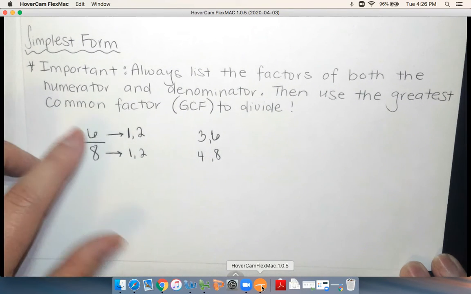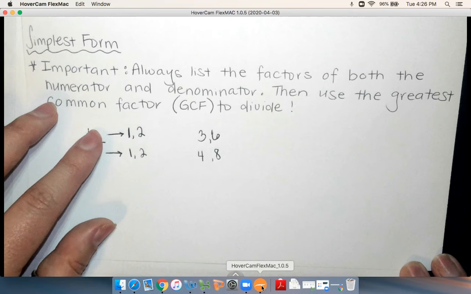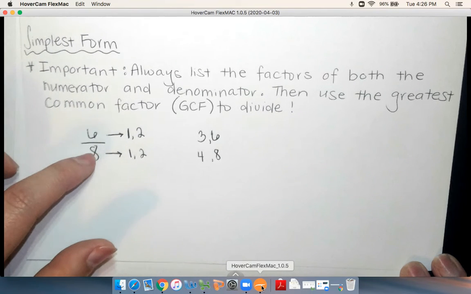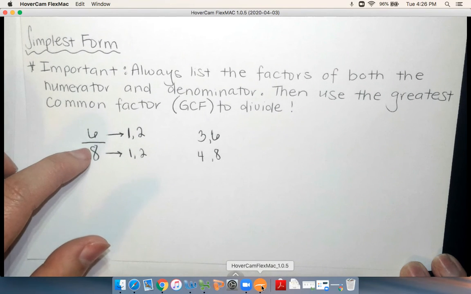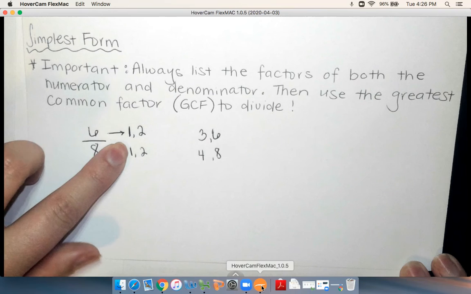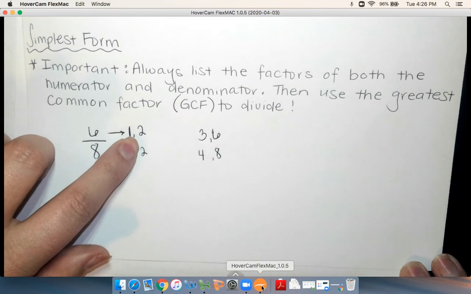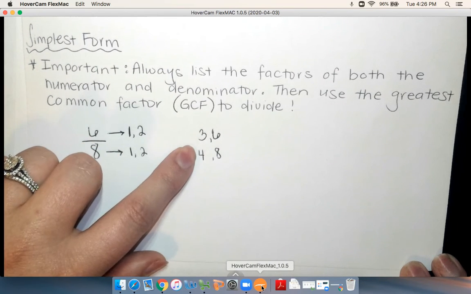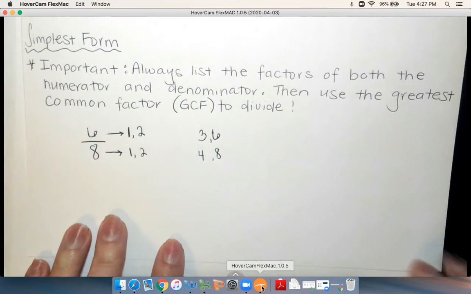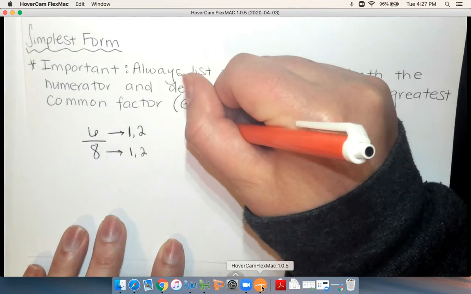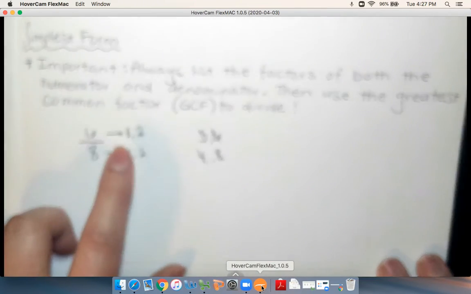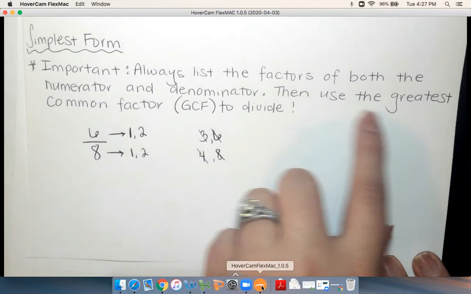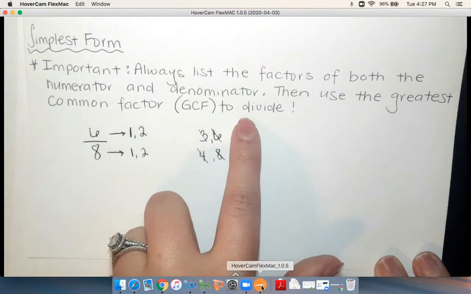So now I'm going to look for common factors, factors that both my numerator and denominator have in common. So they both have a 1. They both have a 2. They both don't have a 3, a 4, a 6, or an 8. So these are not common factors. These ones are. My job is to use the greatest common factor to divide.